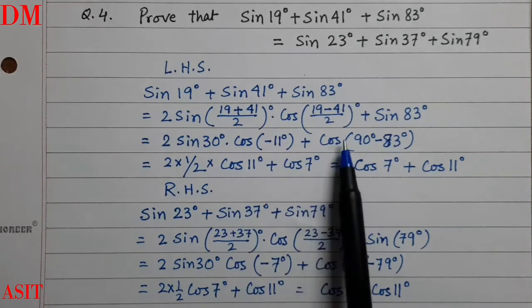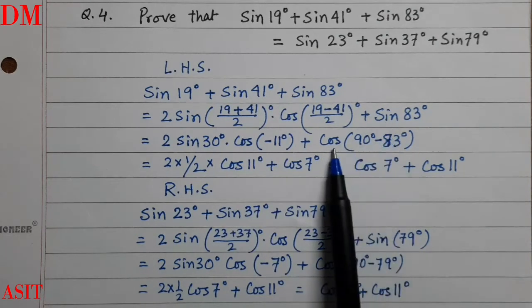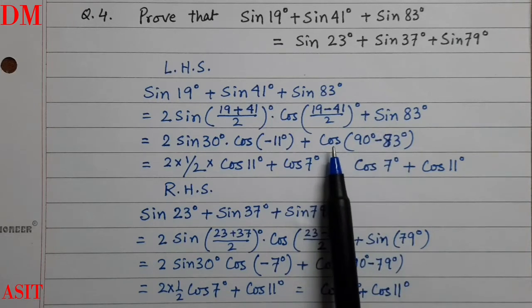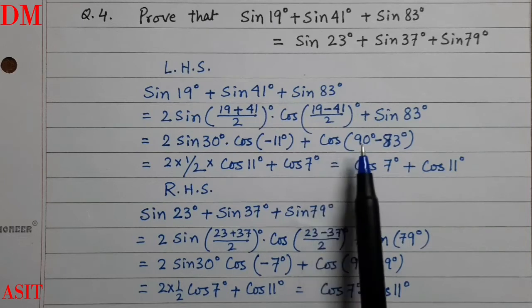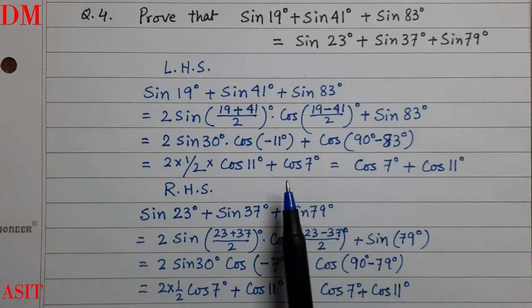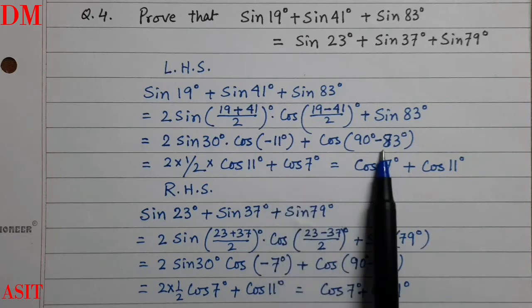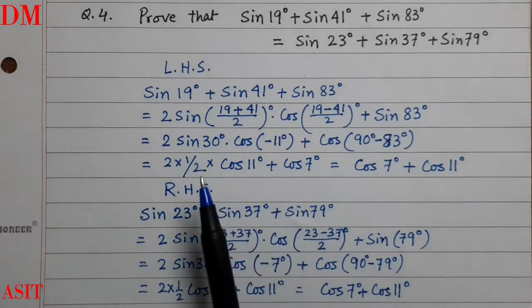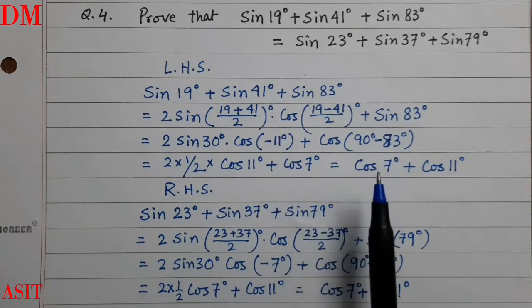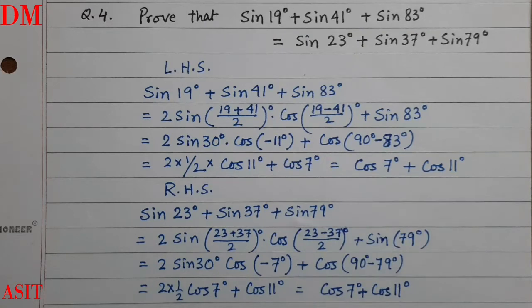Now let us see what happened to the term sine 83 degree. We can write it by using the complementary angle property which we have learned in class 10. It will be cos 90 degree minus 83 degree, so this will be cos 7 degree. So the LHS equals cos 7 degree plus cos 11 degree.